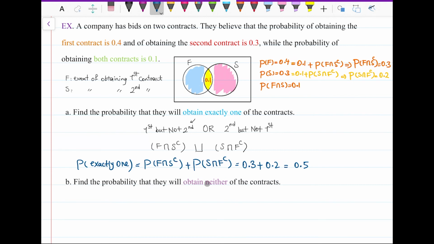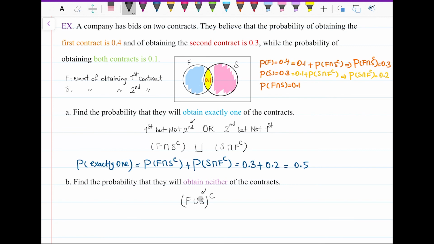Perfect. Second question. Find the probability that they will obtain neither of the contracts. Okay, what does this one mean? Neither of them means the complement of F union S. F union S means at least one of the contracts, right? It means that you get the first contract or you get the second contract. It means you get at least one of them. Then I take the complement of that to find the event that neither of the contracts is obtained.